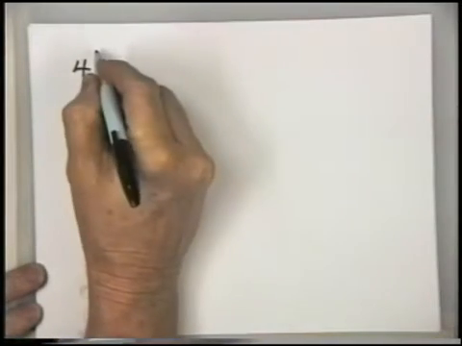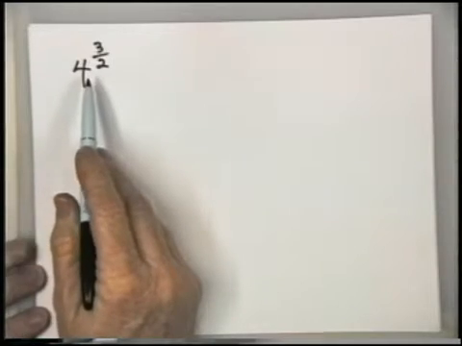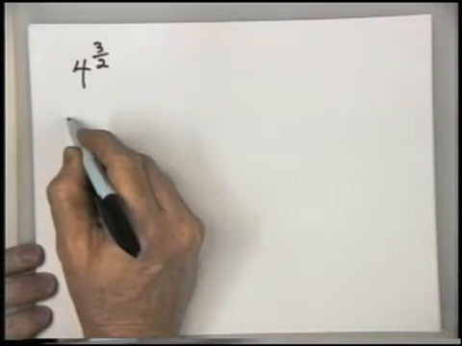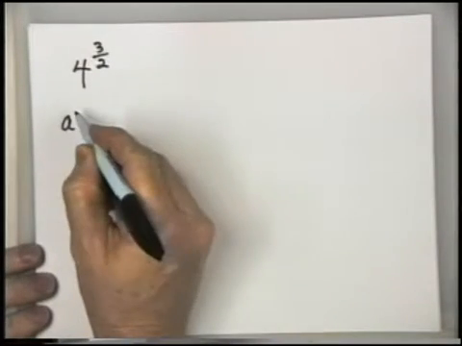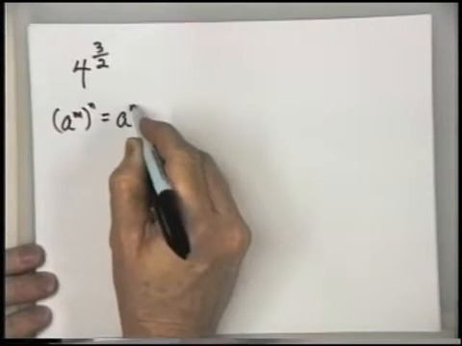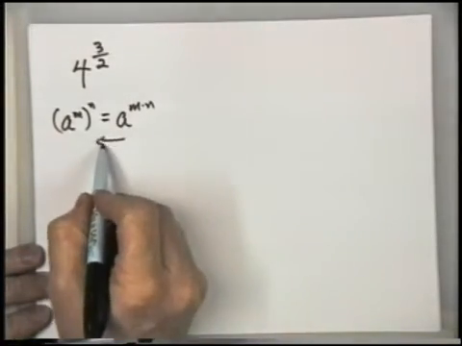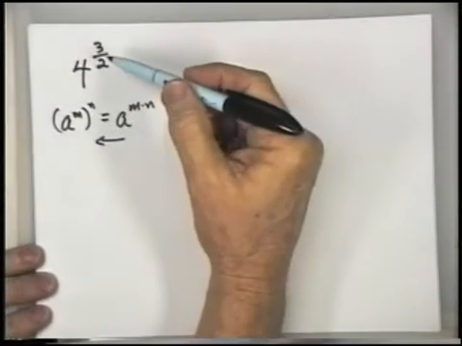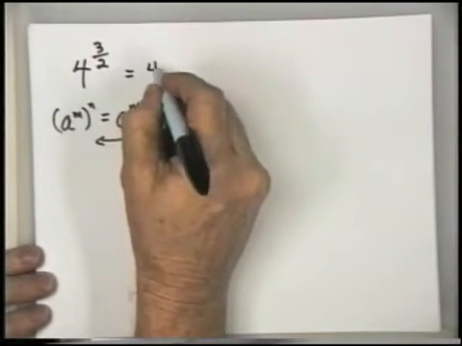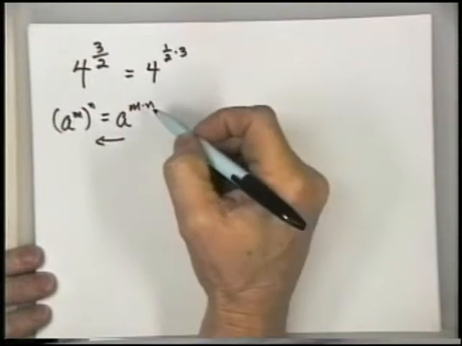fairly routine one. Let's take 4 to the 3/2 power. And what we're going to use is the law of exponents of the power of a power. a to the m raised to the nth power is a to the m times n. Well, I'm going to use it going this direction. That is, I'm going to think of this as a product of two exponents. Well, it is. I can write it as 1/2 times 3.